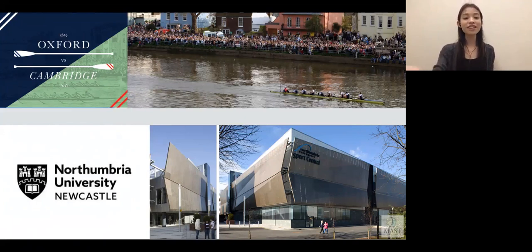Another example is Northumbria University in Newcastle. They're very famous for having a lot of Olympic athletes graduate from the university, because they have a huge sports stadium. As you can see, that's their sports central. They have huge gym facilities, swimming pools, tennis courts, and things like that. So if you're very into sports, that might be a reason why you would want to apply to them.